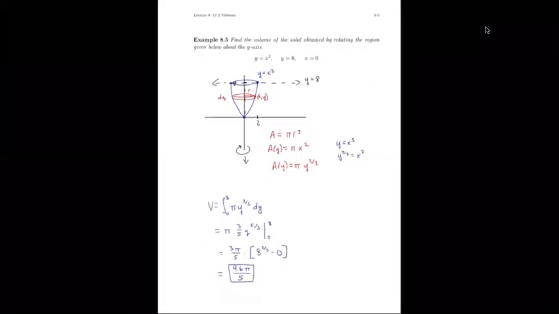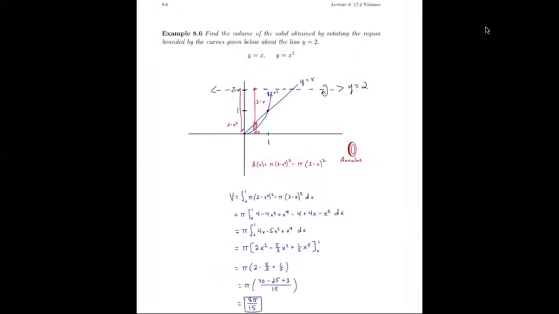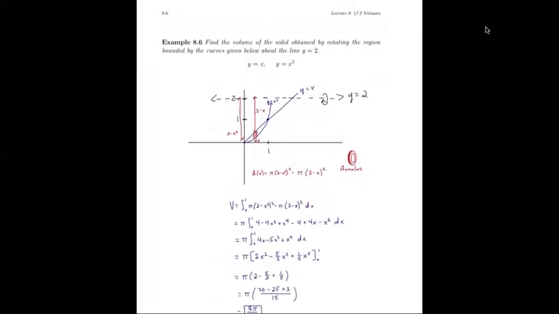So let's see one more. This is rotating not on one of the standard axes, right? So we're rotating on an axis that's not x equals 0 or y equals 0, which is a possible situation. So in this case, we're going to rotate about the line y equals 2. So we're rotating about a horizontal line. They ask us to find the solid obtained by rotating the given region about the line y equals 2.